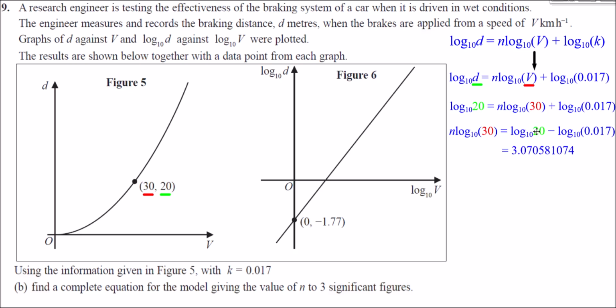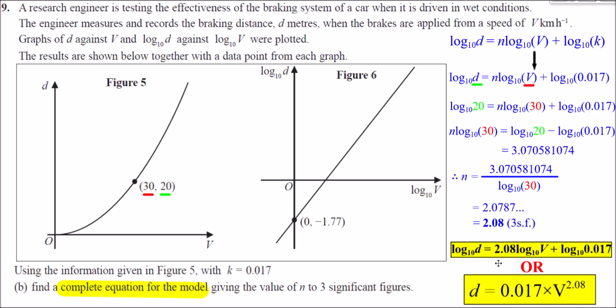So this awkward number here is 3.07 and so on. So if we now divide this by log base 10 of 30, we'll get that n is 2.0787, which rounds to three significant figures to 2.08. So n equals 2.08, correct to three significant figures. The complete equation for the model, we now use this value of n in terms of our models for this relationship.